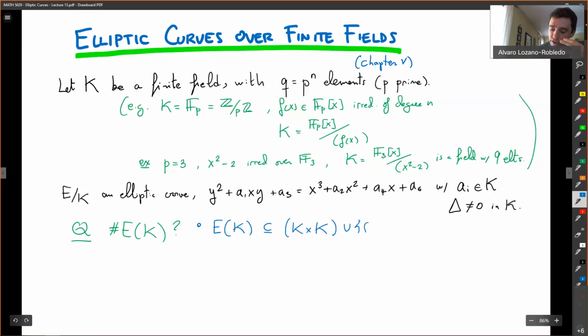Union the point at infinity. There's still, even over a finite field, only one point at infinity that I'm not missing. If I go through all the points in K, all the possible coordinates X, all the possible coordinates Y, that's K cross K, and the point at infinity. So that directly implies that the number of points cannot be more than Q times Q, so Q squared plus 1. That already gives me a very rough bound that the number of points is at most Q squared plus 1.